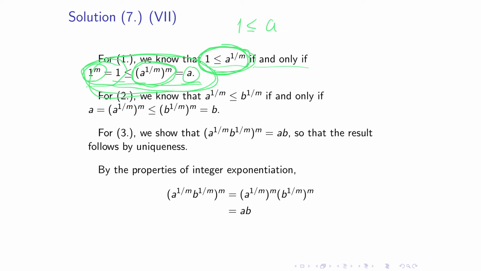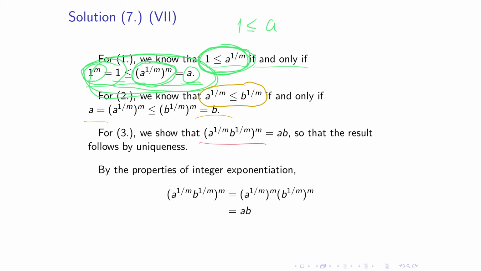Okay, so there's the demonstration for part 1. Let's move on to part 2, and it's going to be very similar. We know that this inequality is true if and only if what you get when you raise both sides to the nth power is true. But since what you get when you raise both sides to the nth power is a less than or equal to b, and that was our assumption, then the proof is complete.